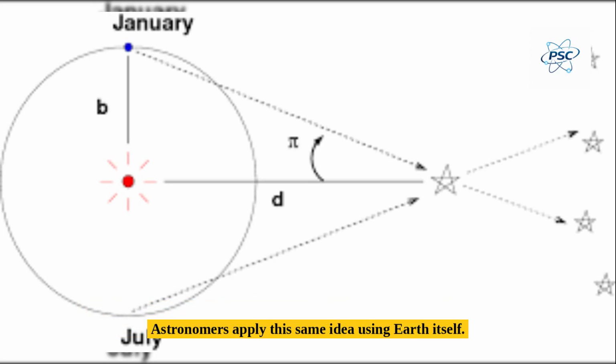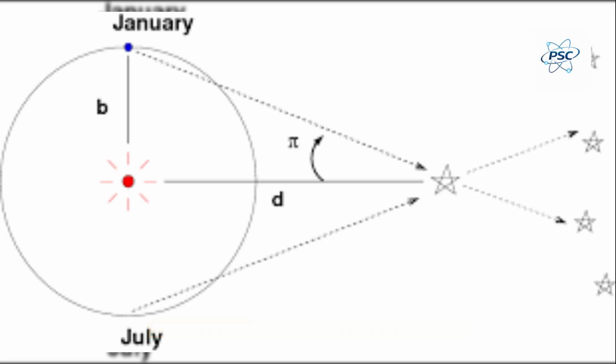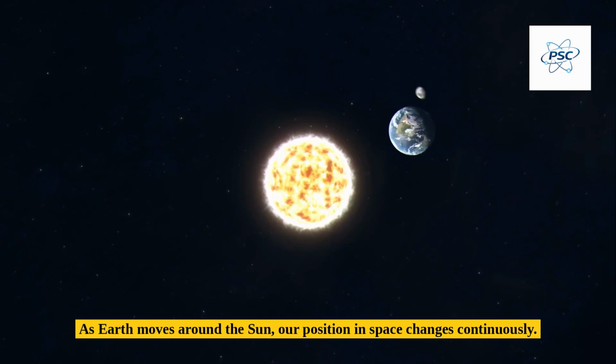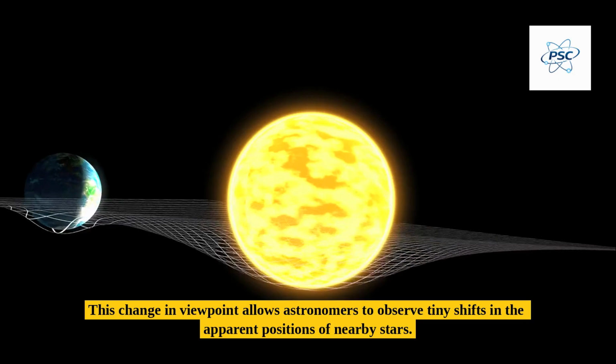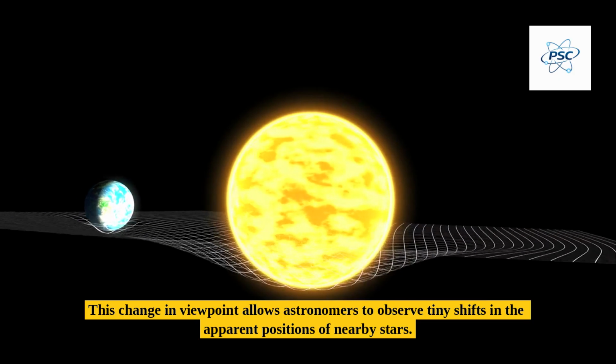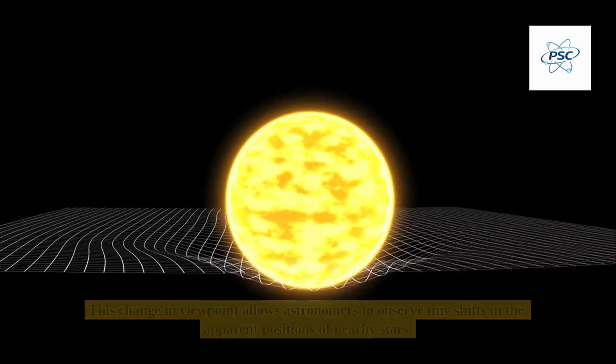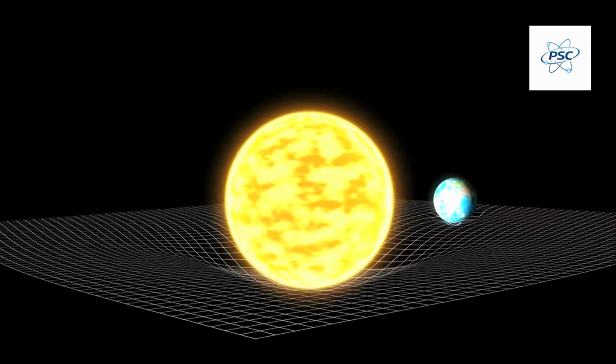Astronomers apply this same idea using Earth itself. As Earth moves around the Sun, our position in space changes continuously. This change in viewpoint allows astronomers to observe tiny shifts in the apparent positions of nearby stars.